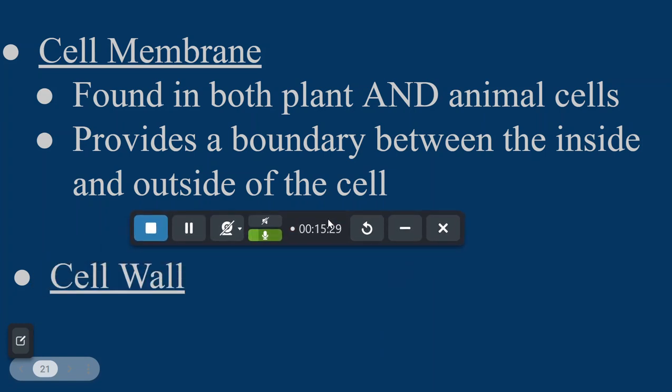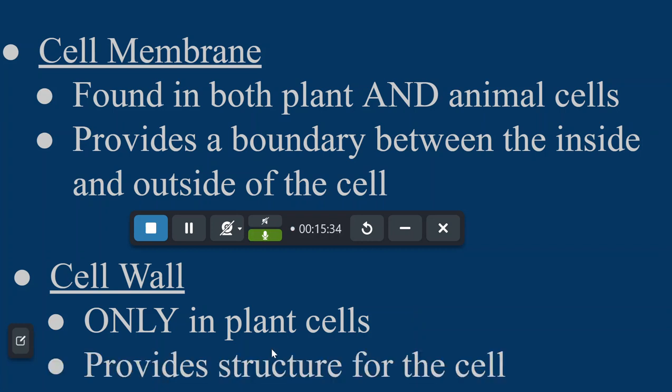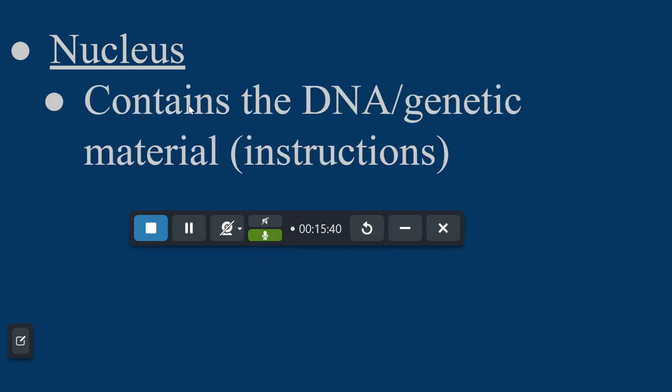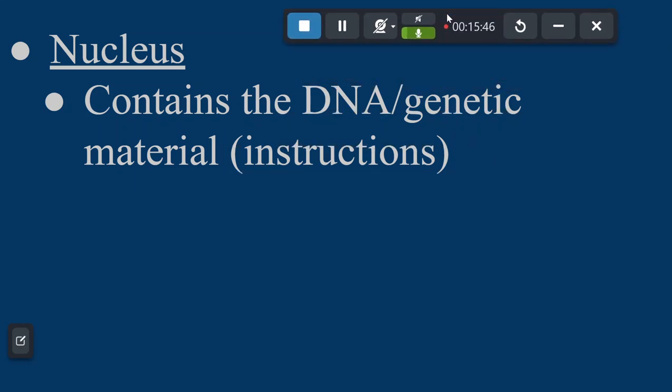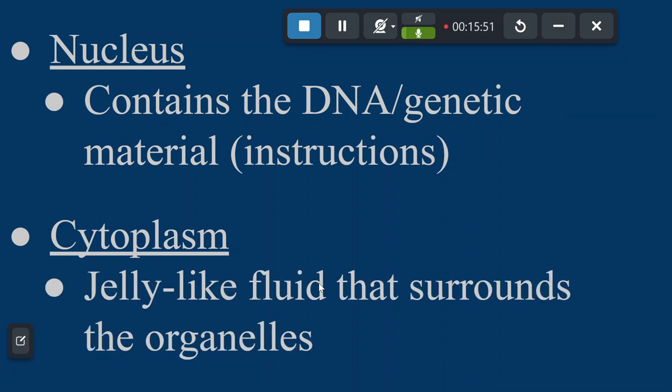Right now, a cell wall is only going to be in plant cells, not in animal cells. And it provides structure for that cell. Okay, so we also have a nucleus, and the nucleus has all the DNA, or the genetic material, the instructions. So sometimes people will call that the control center. And then we have cytoplasm. Cytoplasm is just kind of this jelly-like fluid. It surrounds all the organelles. So if I put a whole bunch of stuff in my pretend baggie, my cell membrane, it's not just hanging out there in space. It's actually moving around in this cytoplasm.